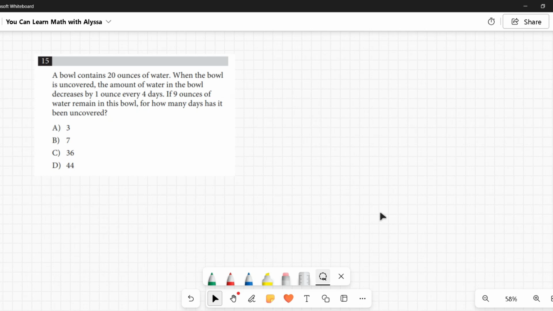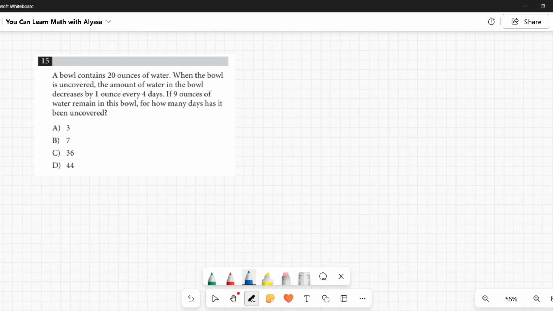Number 15. A bowl contains 20 ounces of water. When the bowl is uncovered, the amount of water in the bowl decreases by 1 ounce every 4 days. If 9 ounces of water remain in this bowl, for how many days has it been uncovered? You could put together an algebraic equation for this. I think it's easier just to, I hate to say count on your fingers, but it's that kind of thing where we just count it out. I think that's just as effective and probably a little more effective, honestly.